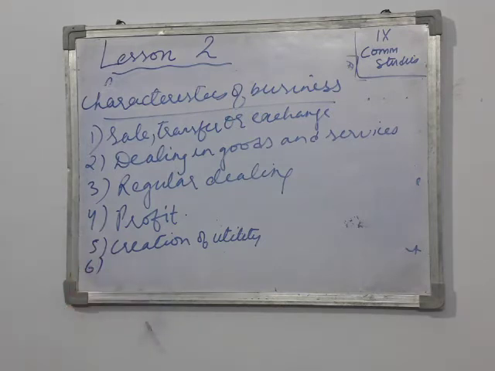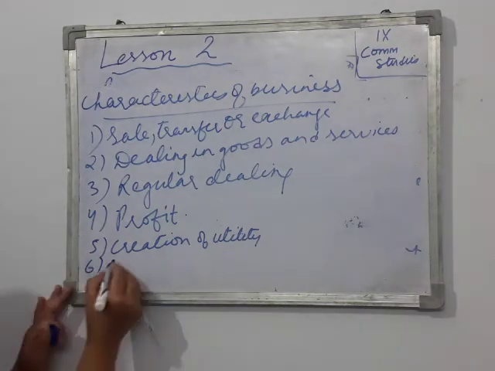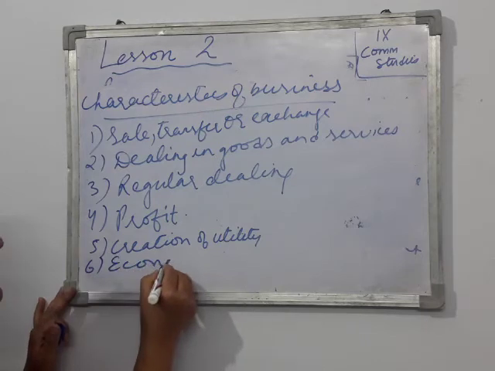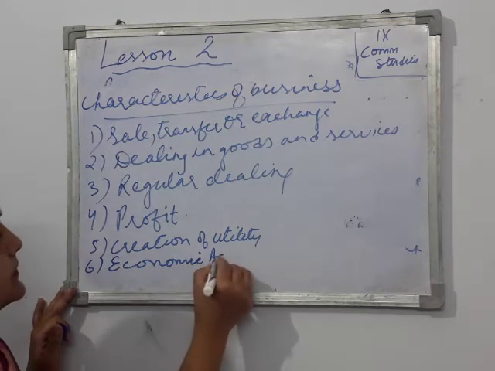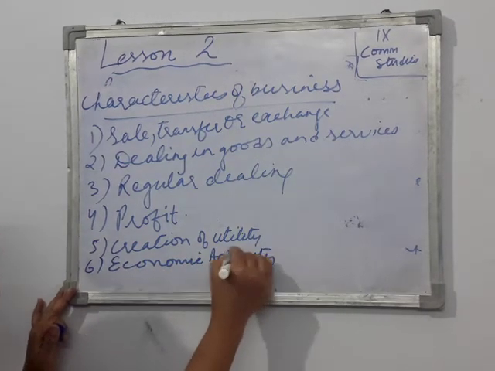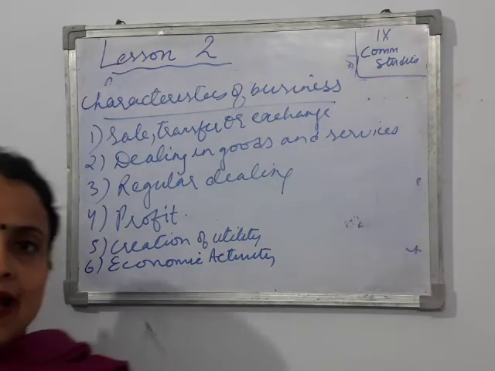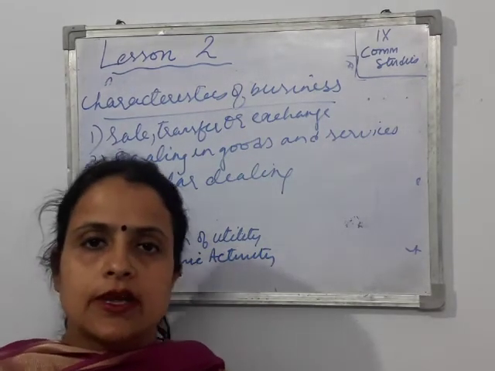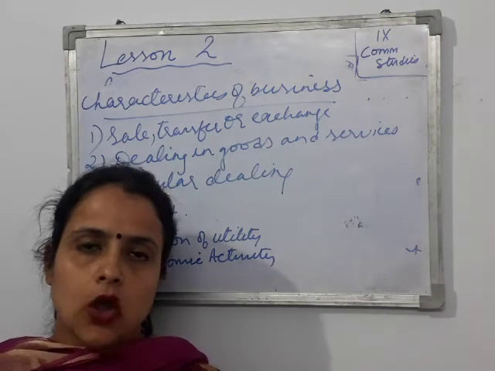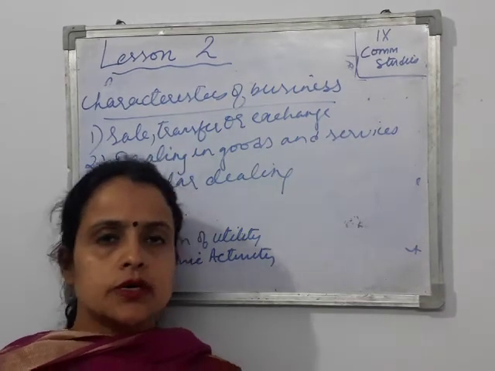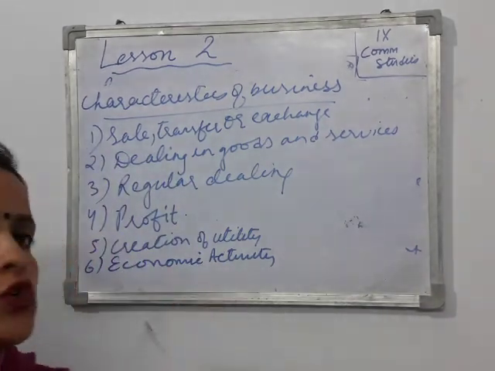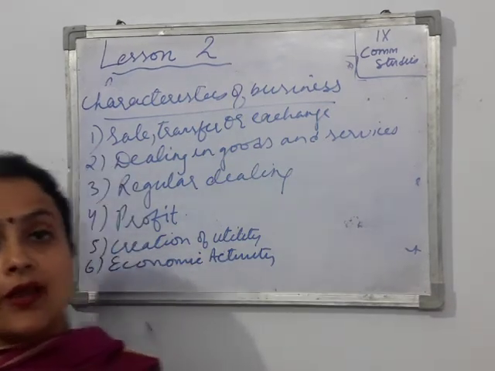Now the sixth feature is economic activity. Now business is an economic activity. As I already told you day before yesterday that business is an economic activity. It is done in order to earn profit. So business की जो छठी पहचान है वो ये है कि वो एक economic activity होती है.